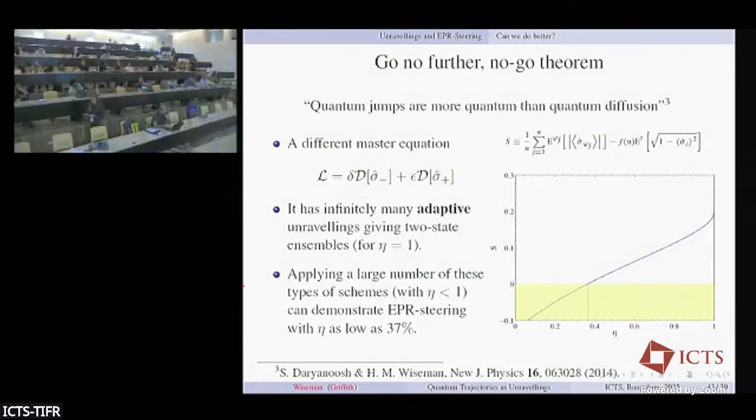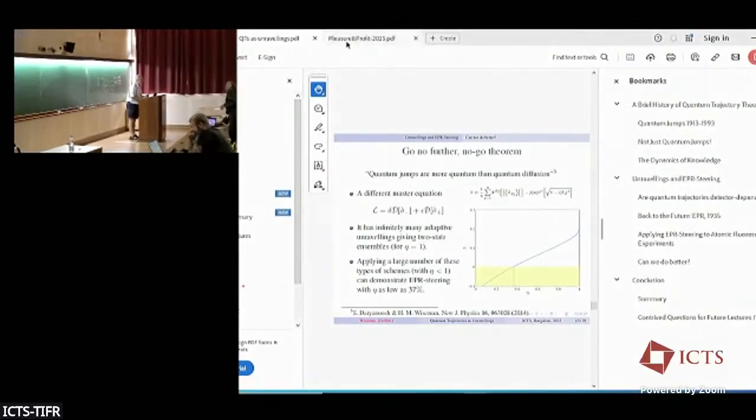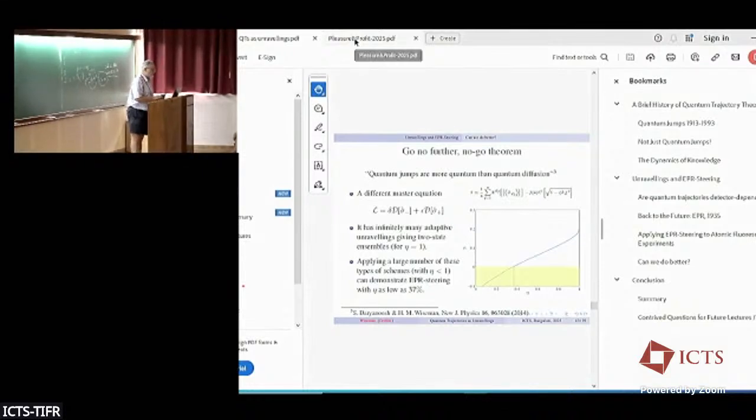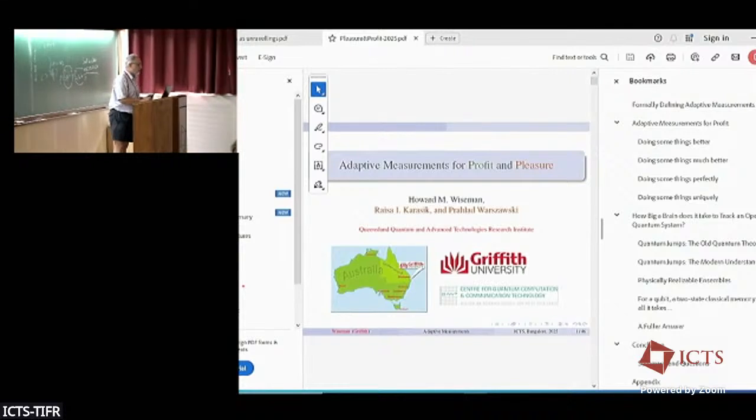Okay, I'll see if I can get it. Yeah, here we go. It looks like that might work. Anybody know how to get back to full screen?